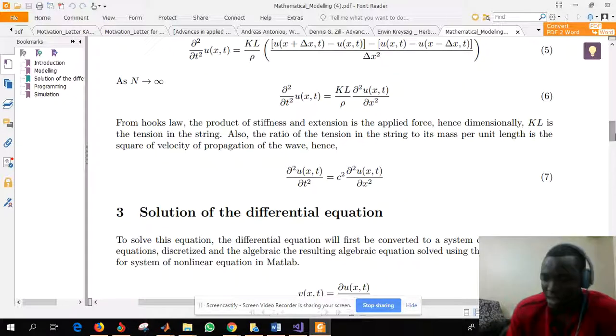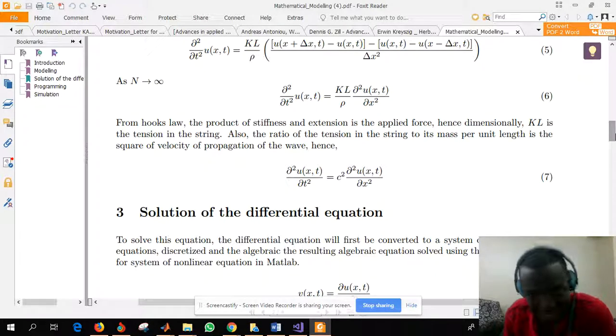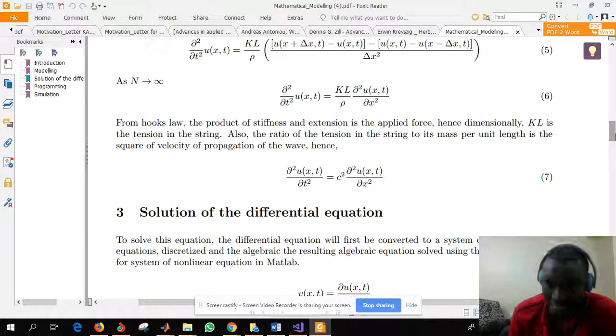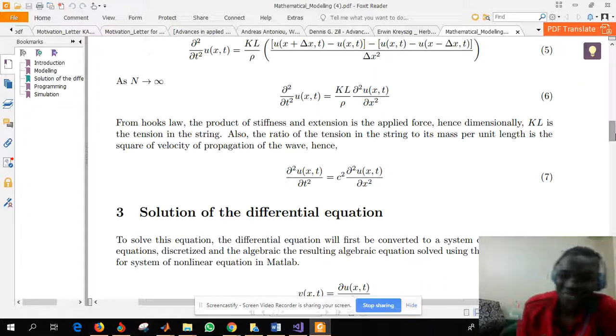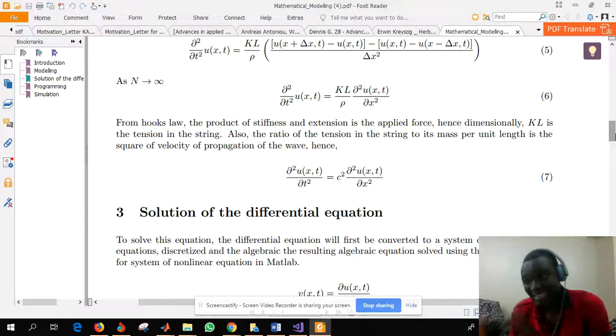So from Hooke's law, we know that the product KL is dimensionally the same as tension. Not exactly the same. The reason why we ended up with KL is because the difference between u at x minus delta x and u at x is not actually the extension. It's part of the extension and part of the original length of the string. If we had used extension, we would end up with only extension in equation 6, and that would directly mean the tension in the string. But the analysis still works fine.